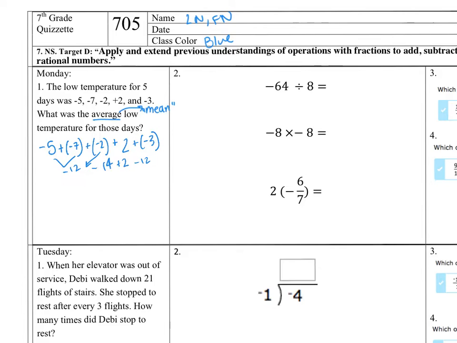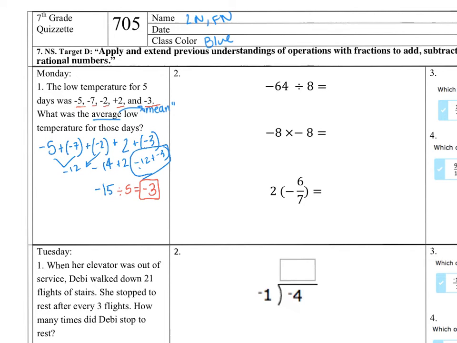So -5 plus -7 is -12. -12 plus -2 is -14. -14 plus 2 is -12. -12, so now I'm here. -12 plus -3 is going to be -15. So I have -15, and then you count the numbers that you have. So I have 1, 2, 3, 4, 5 numbers. So it's -15 divided by 5. -15 divided by 5 is going to be -3.